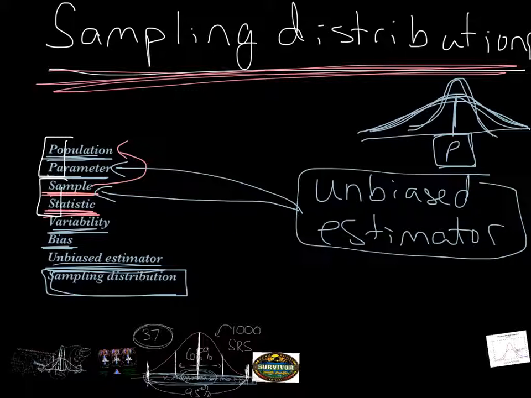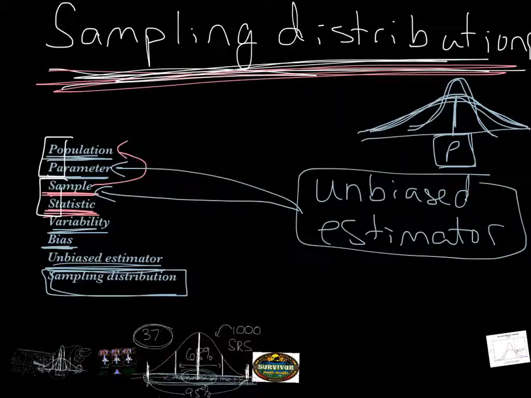And the sampling distribution, the definition of that is something that you should be able to spit out by yourself. You should be able to say the sampling distribution of a statistic describes the values of the statistic in all possible samples of the same size from the same population. And it is not the distribution of the population, it's the distribution of the samples of the same size from the same population.